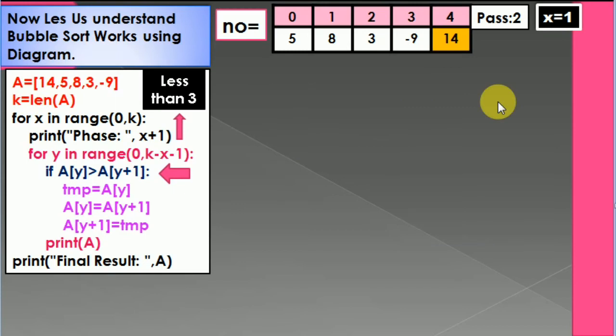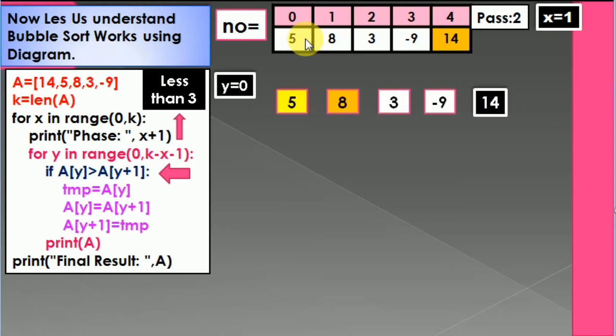Now again I'm going to show you the same diagram. Now these are the values: 5 at 0, 8 at 1, 3 at 2, minus 9 at 3, and 14 is being fixed. So we are not supposed to use this one. The loop is not going to work up to 14. Pass 2 is started and x is 1. That means x is 1 for pass 2 now. Now at the starting, what is the value of y? 0. These are the numbers.